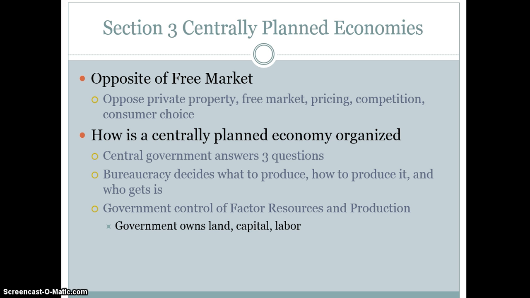Well, as we talked about earlier, the central government answers the three questions that determine an economic system. So some sort of government agency, which is also known as a bureaucracy, decides what to produce, how to produce it, and who then gets to use those products. The government has complete control of factory resources and production. They own all land, labor, and capital for the entire country. There is no private property.